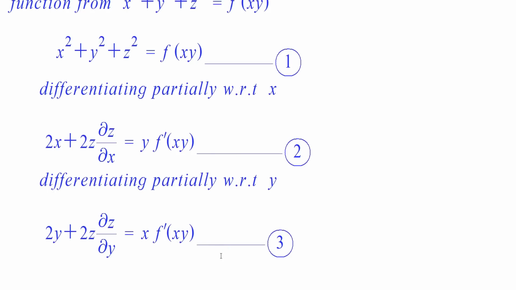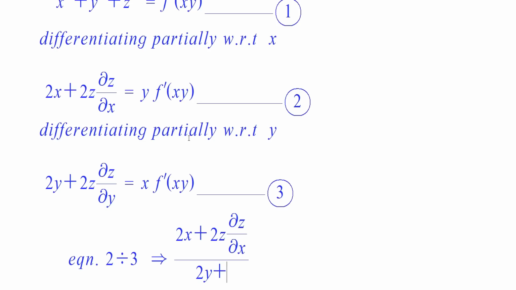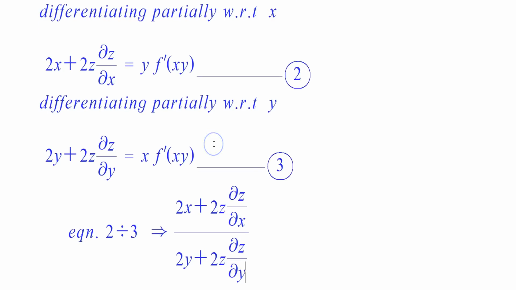From equation 2 and 3, we can observe that there is a common term f dash of xy on both equations. If we divide these equations we can eliminate f dash of xy from both equations. Therefore, we divide the equation 2 and 3. That is 2x plus 2z dou z by dou x divided by 2y plus 2z dou z by dou y is equal to y into f dash of xy divided by x into f dash of xy.